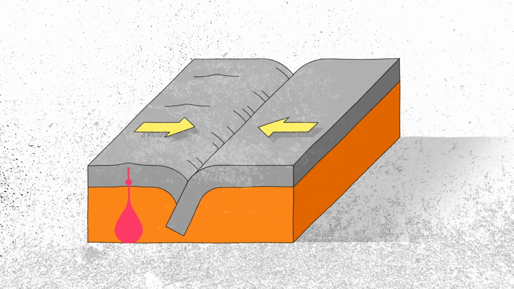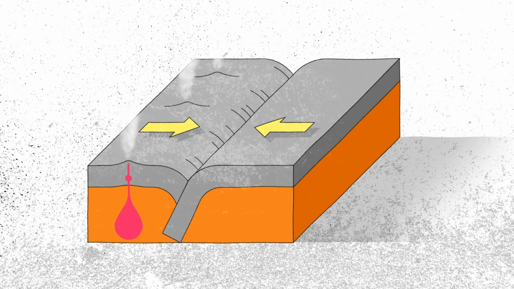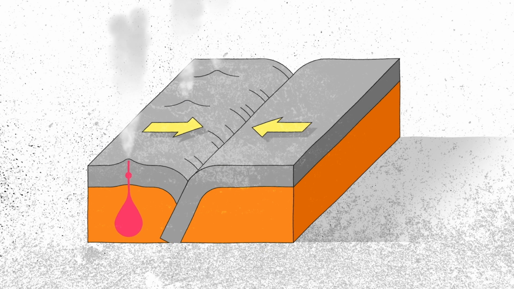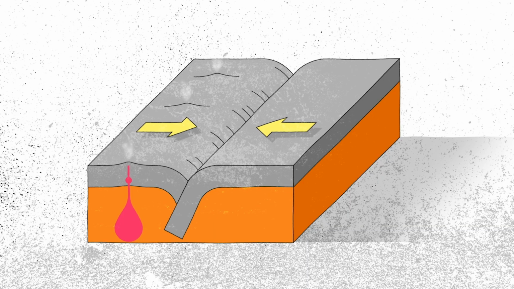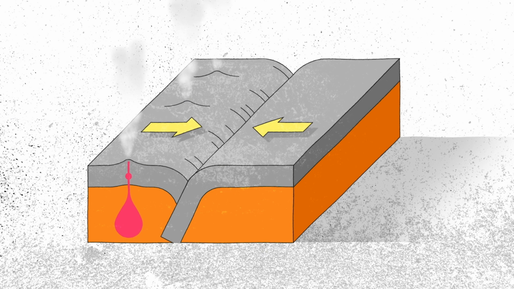At a destructive margin, this is where an oceanic plate and a continental plate move towards each other. The denser oceanic plate is forced underneath the continental plate due to the convection currents. This is called subduction. There's friction as the plates rub together, and this causes heat from the mantle to melt the plate, forming a magma chamber. The magma then rises up through the cracks in the crust. As pressure builds and builds, an eruption occurs.